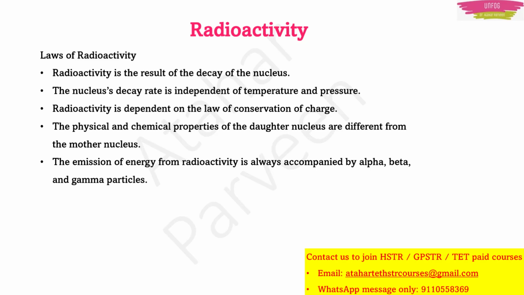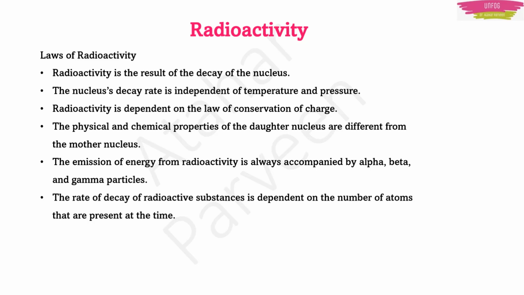And the most important point is that in radioactivity, every time you will see that either alpha, beta or gamma particles, anything can be emitted. And the rate of decay of a radioactive substance is dependent upon the number of atoms that are present at that time. Obviously, that is only decay, right? If more atoms are there, the rate of decay will become slow. If fewer atoms are there, the rate of decay will become faster.